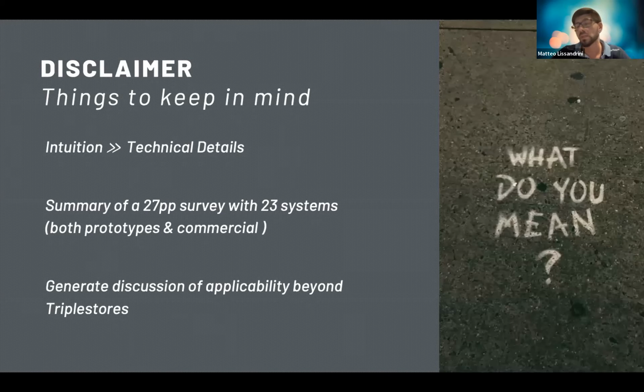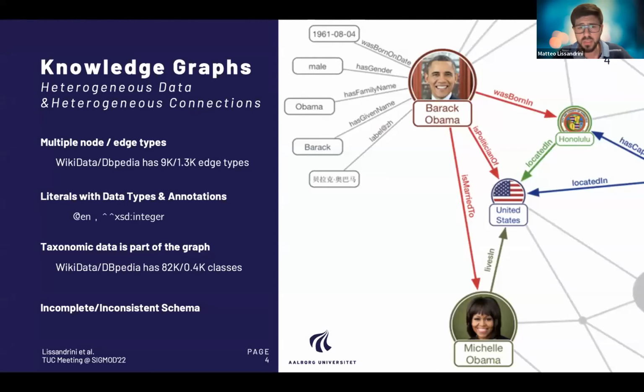As I was saying, since this is a big survey paper, here I will go more on the intuition. I will skip over a lot of technical details, but I will be happy to discuss them in the questions or offline, of course. And I'm really interested in getting feedback on how this could apply maybe to systems that are beyond Triplestores. Here I focus on knowledge graphs.